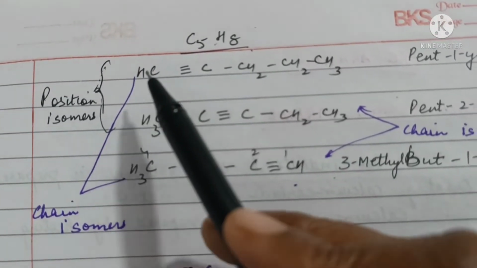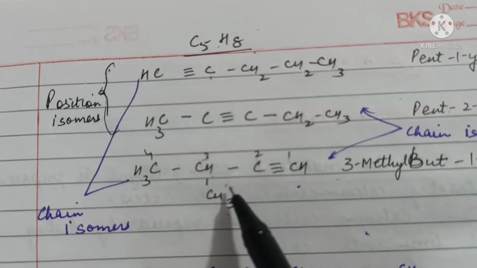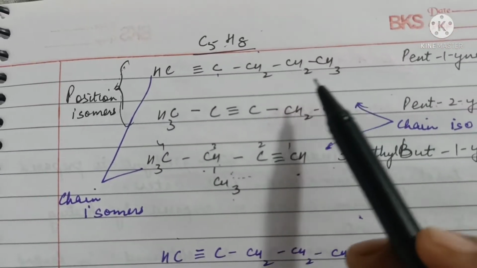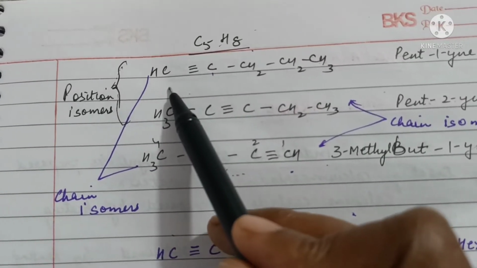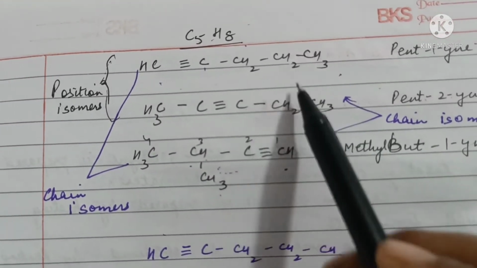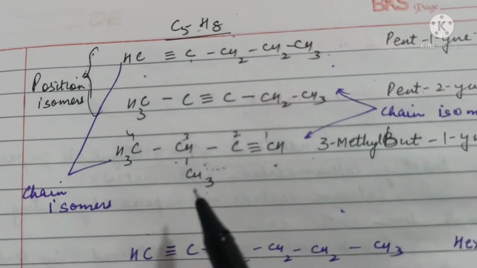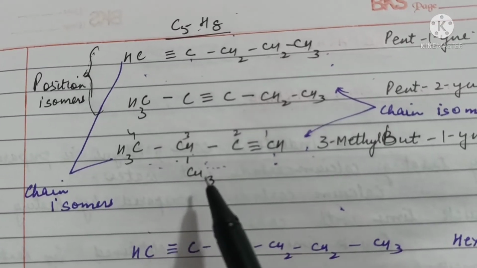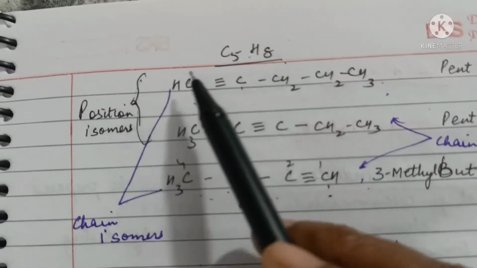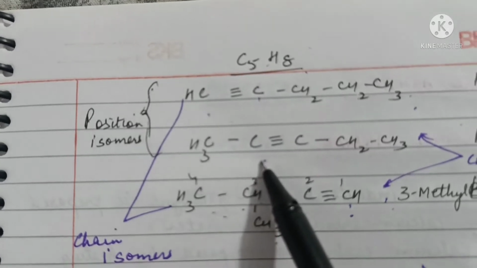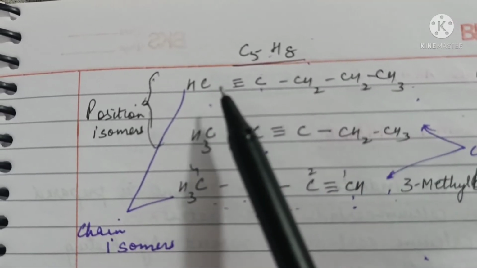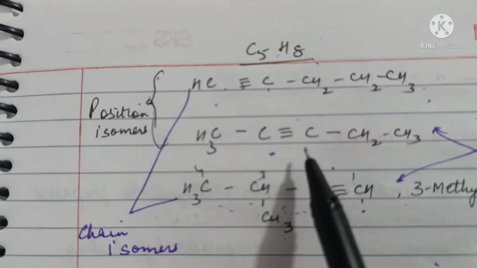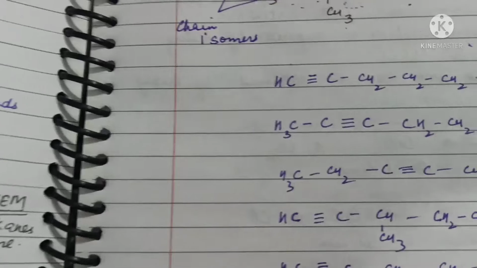Now, this first and this third structure, these isomers are called chain isomers because difference arises on the types of chain. This is a 5-chained compound, 5-membered chain. This is a chain of 4 carbon atoms with 5th carbon as a substituent. And similarly, these two will be position isomers because here the difference arises on the position of the triple bond. The triple bond is at first carbon in this chain and at second carbon in this chain.